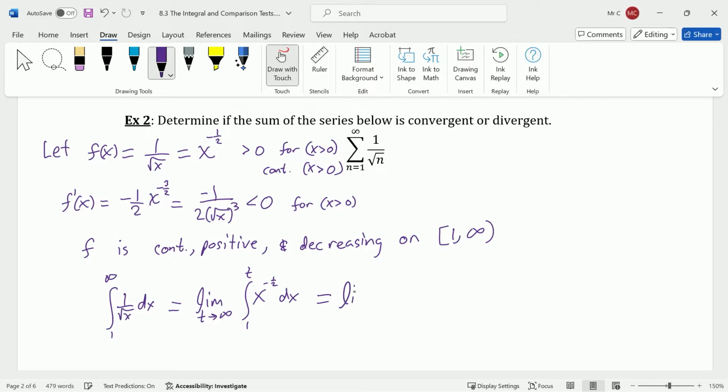Now here I'm taking the antiderivative, so I add 1. I get x to the 1/2 power divided by 1/2, evaluated from 1 to t. And that's the limit as t goes to infinity of 2 times the square root of t minus the square root of 1.